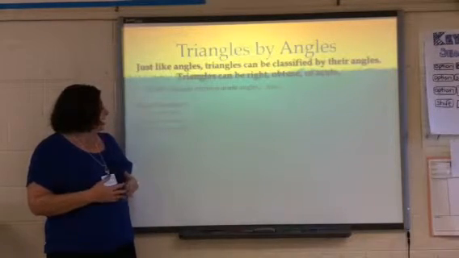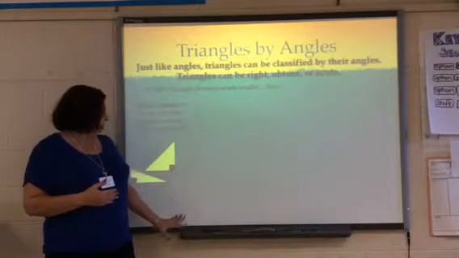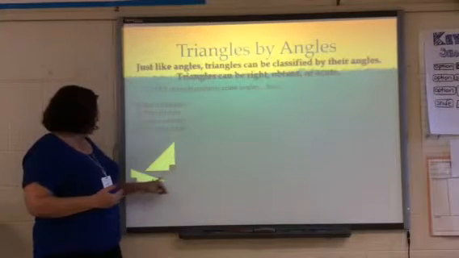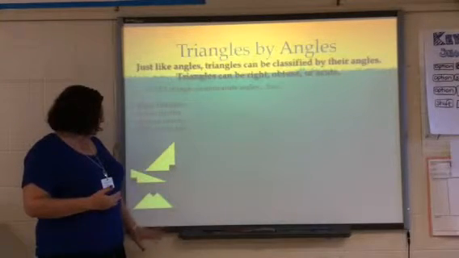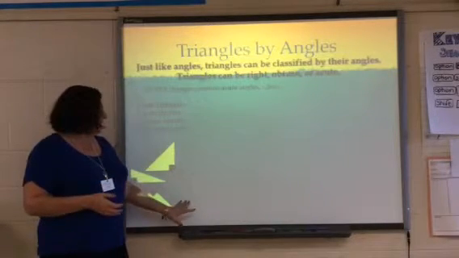A right triangle has exactly 1 right angle. It doesn't matter about the side lengths. I'm just interested in seeing that it has 1 right angle. And it can be in any orientation or any position.